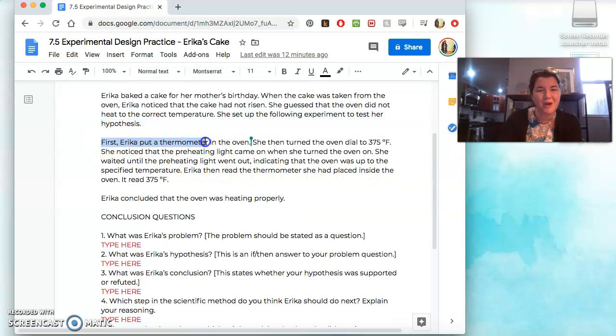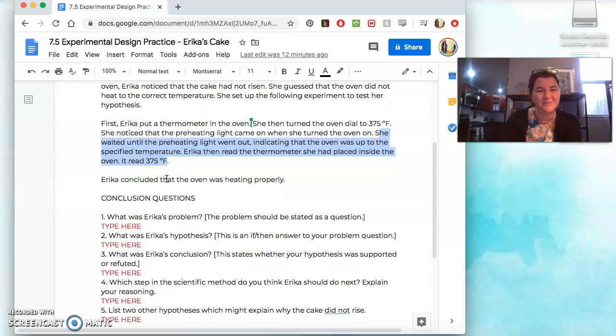First, Erika put a thermometer in the oven. She then turned the oven dial to 375 degrees Fahrenheit. She noticed that the preheating light came on when she turned the oven on. She waited until the preheating light went out, indicating that the oven was up to the specified temperature. Erika then read the thermometer she had placed inside the oven. It read 375 degrees. Erika concluded that the oven was heating properly.